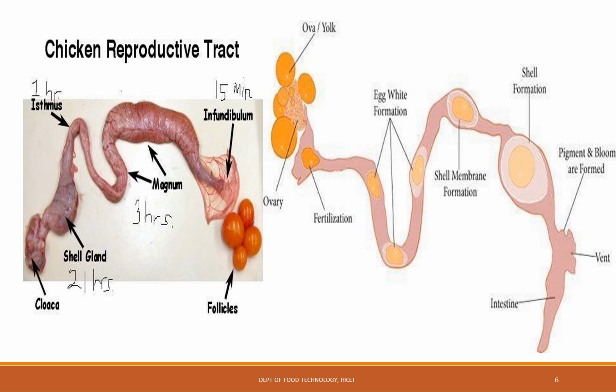So that's the topic about chicken egg formation.